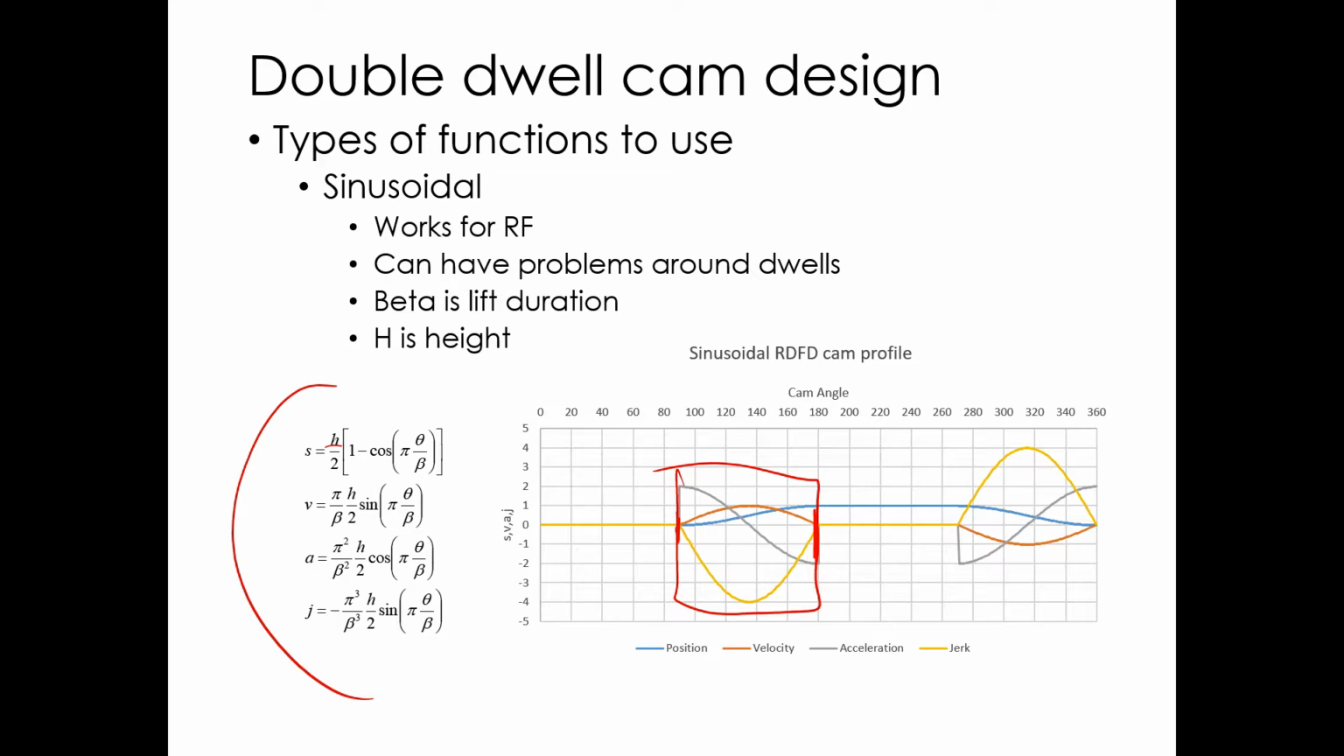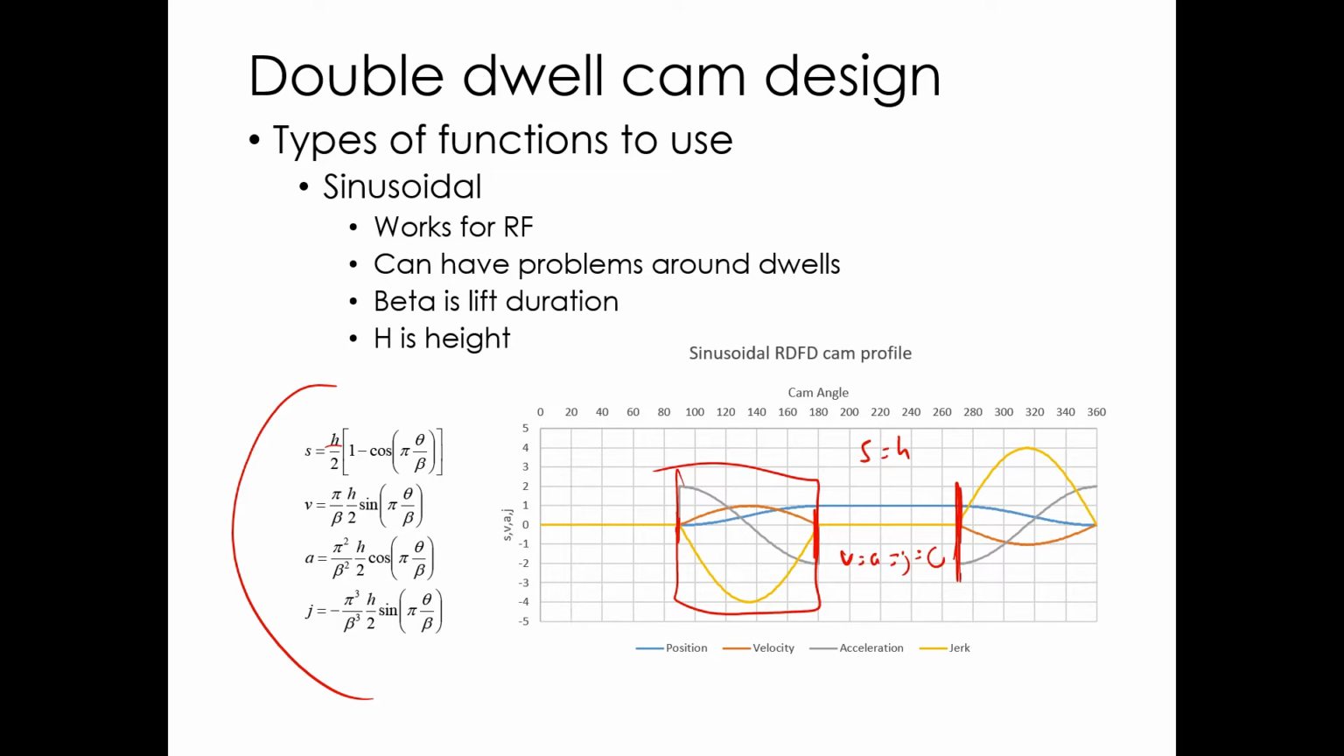So now I need to hard code in the dwell that happens after the rise. For that dwell, S is equal to H, and then V is equal to A is equal to J is equal to 0 for this portion. So I hard code all of that in.